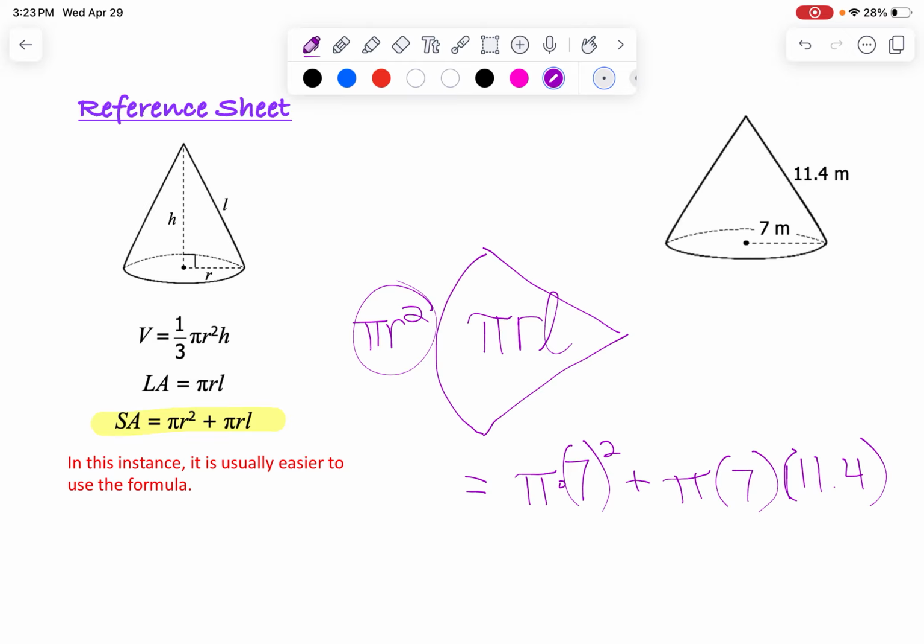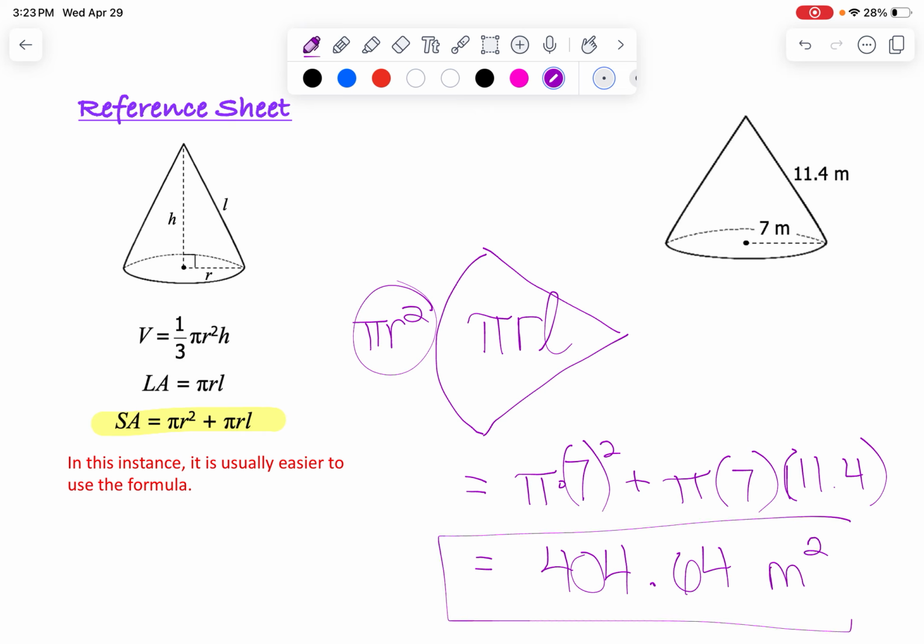Okay, just type this whole thing into my calculator. If you do that, you should get 404.64, and then again square units, so square meters in this case. There we go. Not too tough. Just be careful.